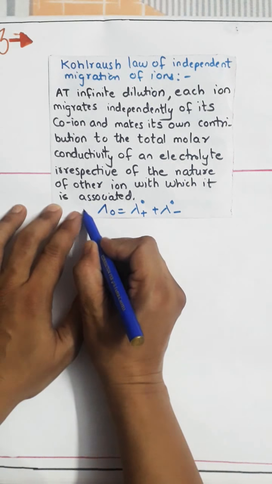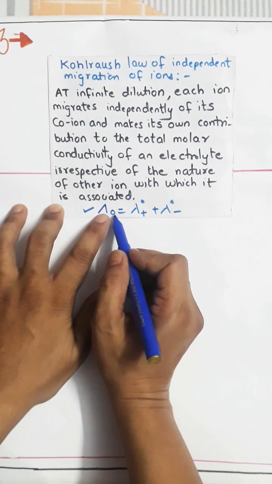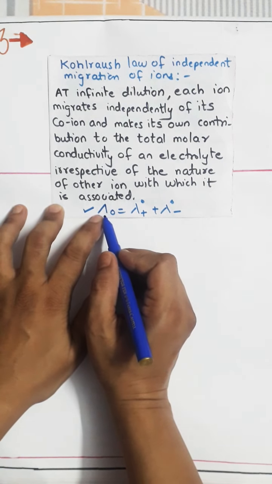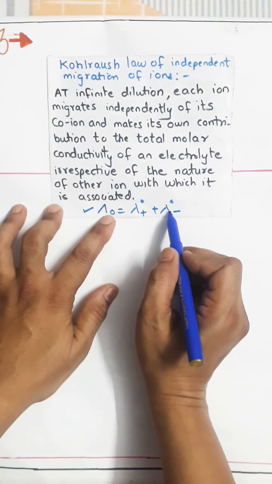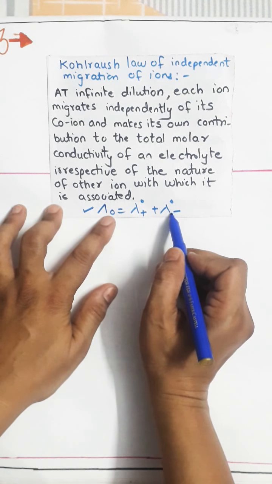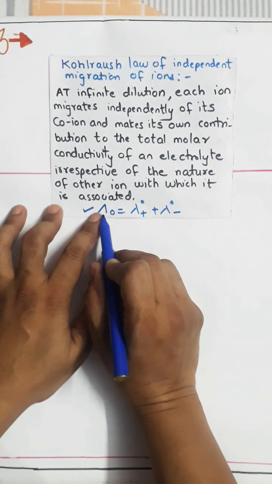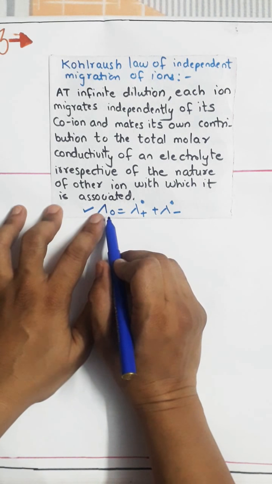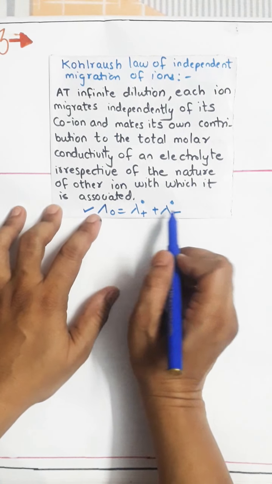It means that if lambda naught is the molar conductivity at zero concentration, that is at infinite dilution, then molar conductivity at infinite dilution is equal to the sum of the contributions of the molar conductivities of the cation and the anion. At infinite dilution, the concentration is zero, it is diluted to such an extent that there is no more electrolyte but only ions. At that time, the molar conductivity of the electrolyte at infinite dilution is the sum of the molar conductivity of the cation as well as the anion.